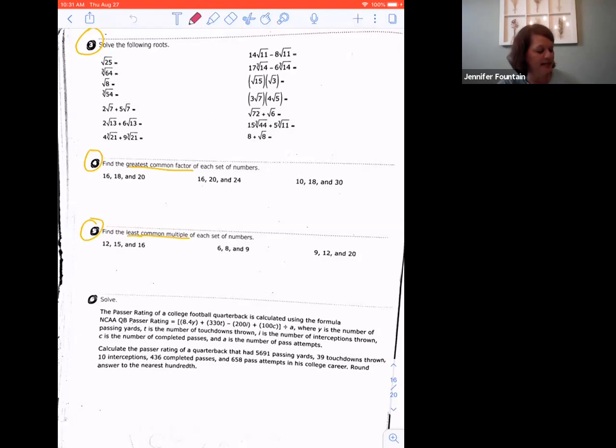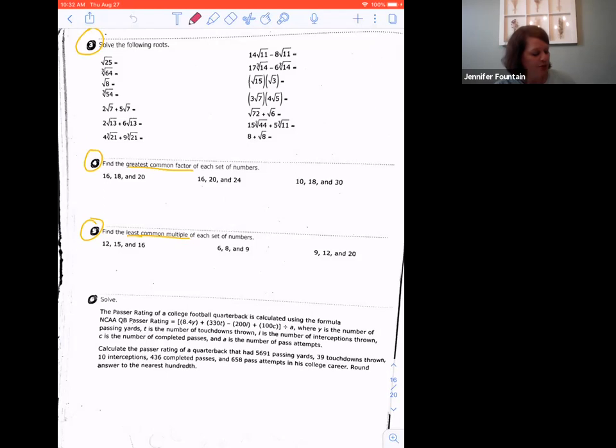All right, then we had 6, 8, and 9. Prime factorization of 6 would be 2 times 3. 8 is going to be 2 cubed. 9 is 3 squared. So I have factors of 2 and 3. My largest exponent of 2 is 2 cubed. My largest exponent of 3 is 3 squared. So I have to multiply 2 cubed, which is 8, 3 squared is 9, and 8 times 9 is 72. So your least common multiple is 72. Questions on those?